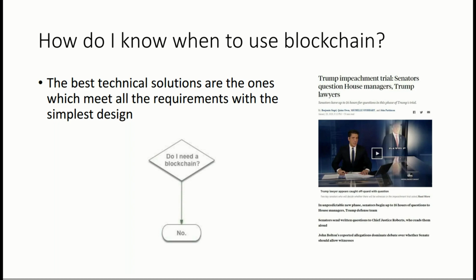And so we're going to dive into this philosophy a little bit deeper in this section, but I just wanted to start off giving you an idea of how I approach use case selection and evaluation.